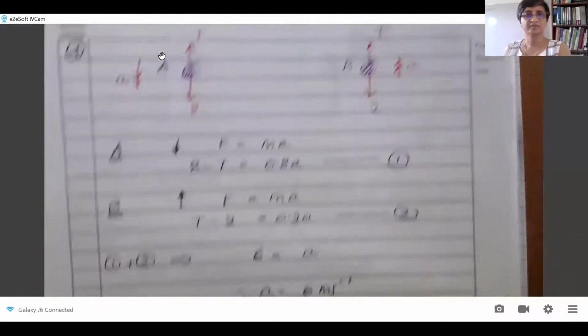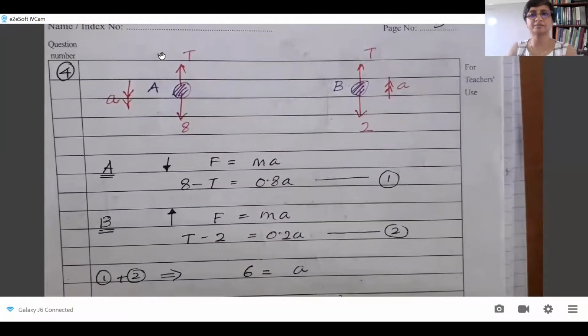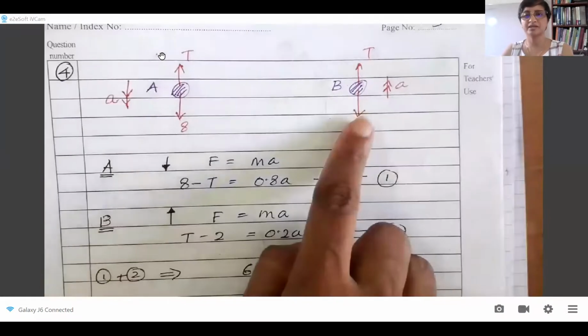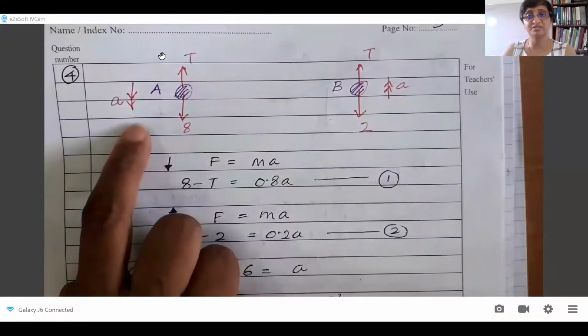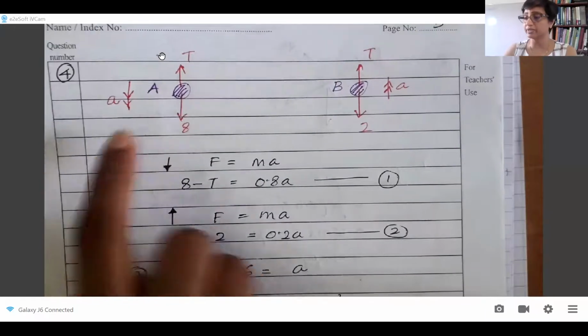Here's how you should start. Two very simple free body force diagrams, A and B. You have weight and tension acting for both. A is heavier, so the system will move towards A. A is moving down, B is moving up.